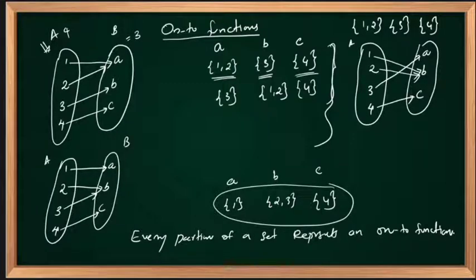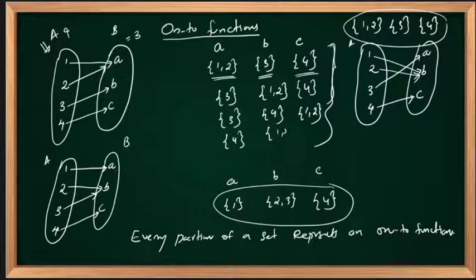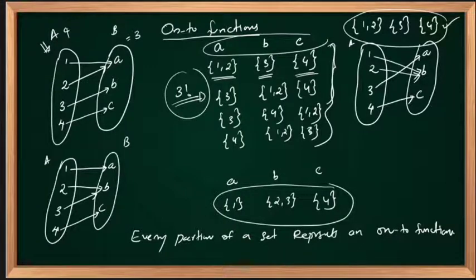So how many such onto functions are possible if I am saying that the partition should always be this one, right? Basically I have to just permute these sets, right? For example, I can say that okay, A is 3 and B is 4 and C is 1, 2. Right? Or I can say that A is 4 and B is 1, 2 and C is 3. Right? So how many ways can I permute this? That will be the number of sets. Here I have the number of sets equal to 3. Right? So in 3 factorial ways I can permute this. Right? So given a partition, remember what I'm saying, given a partition, you can create, using that partition, 3 factorial different onto functions.